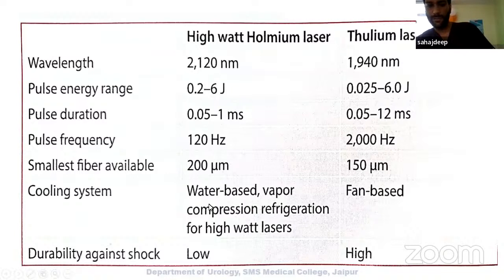The cooling system in the thulium laser fiber is fan-based, as there is no flash lamp used, so heat is not produced out of proportion. Whereas in high watt holmium laser, a water-based or vapor compression refrigeration system is required, as there are flash lamps which produce out of proportion heat. And as there is no mirror in the configuration of thulium laser fiber, its durability against shock is very high as compared to high watt holmium laser, which has a mirror at the end of its optical cavity.